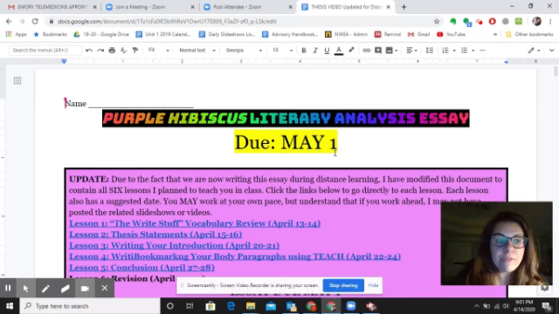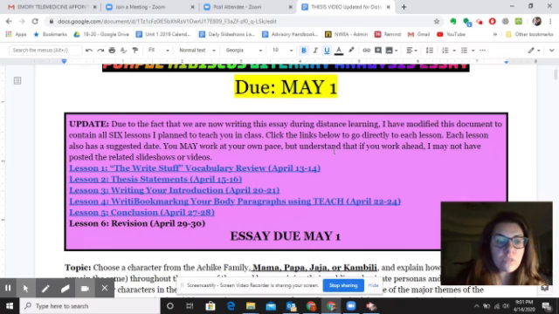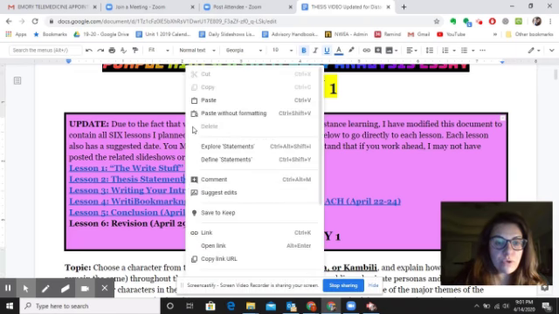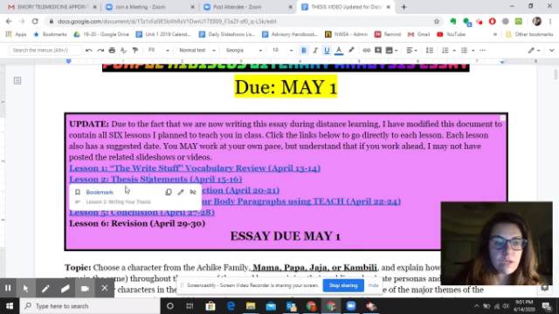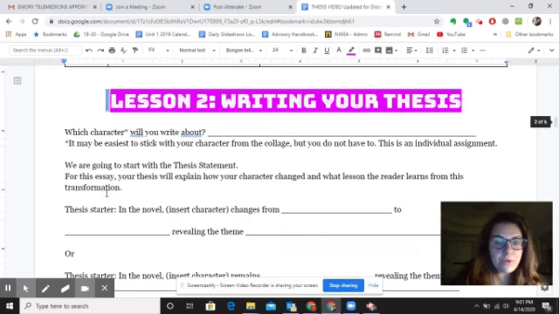Now, this document that I'm working on, you all have a copy of this under weeks 4 through 6 lessons, under week 4 in classroom. So I'm going to show you how to use this document. Your first lesson was to do your vocabulary review. Your second lesson is thesis statements, okay? So to get to that lesson directly, you can scroll or you can just click the bookmark, and you go down to the bookmark. Okay, so lesson 2, writing your thesis.